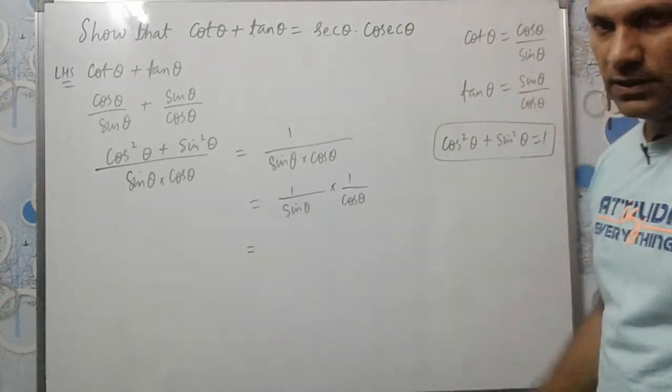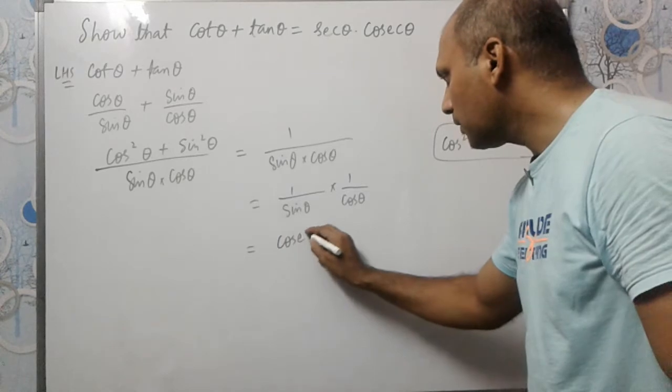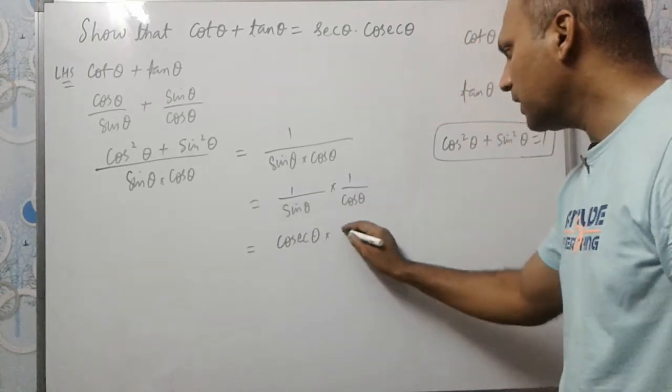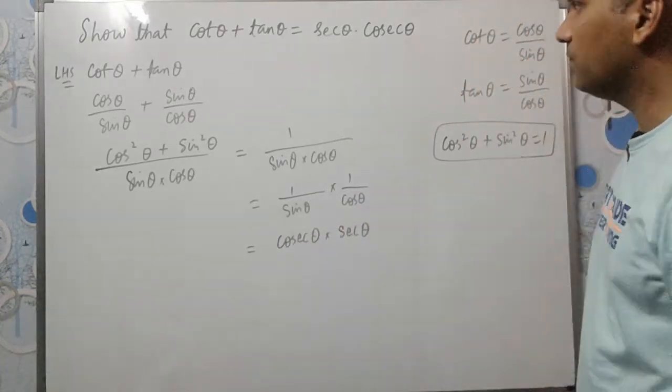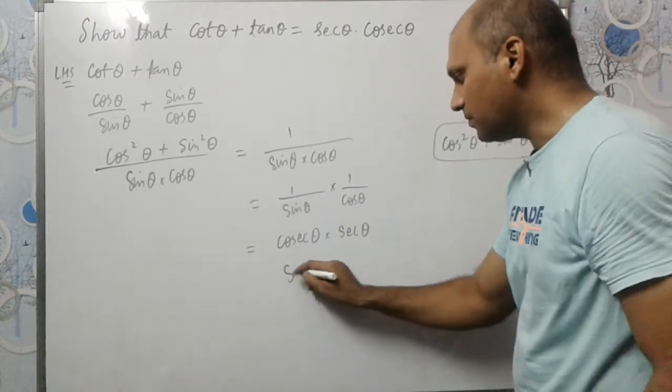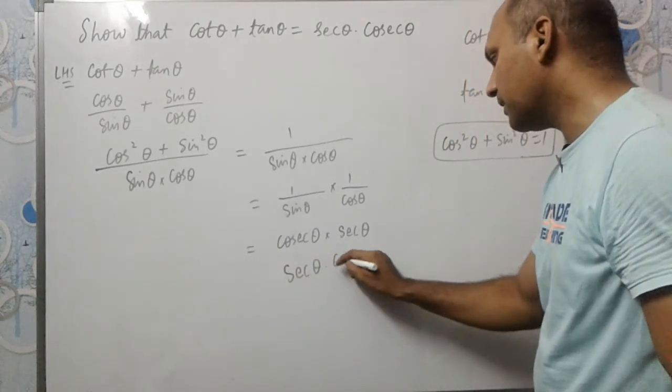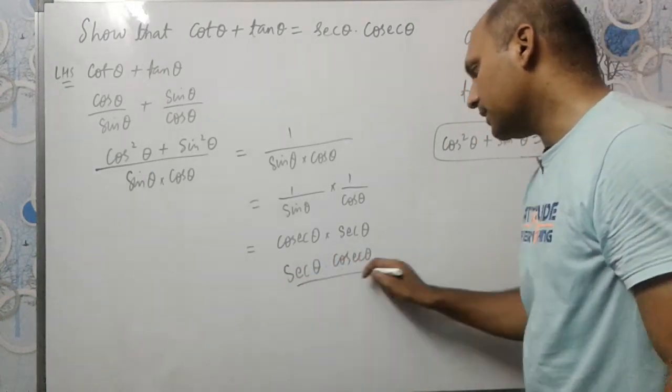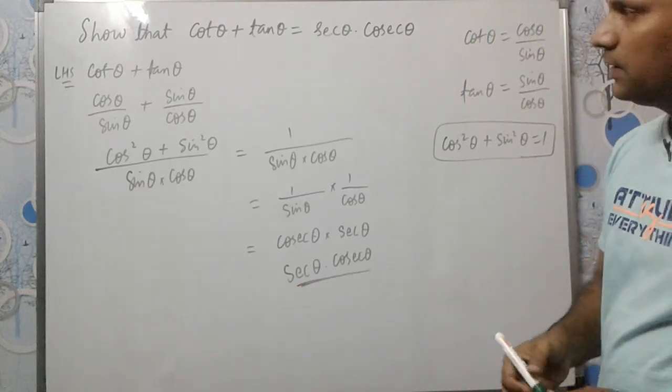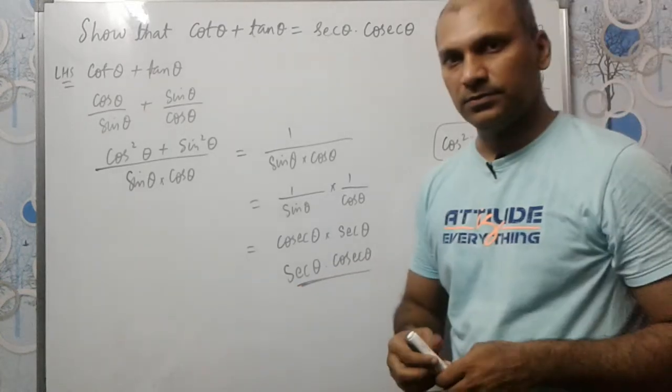What is 1 by sin? It is cosecant theta. What is 1 by cos? It is secant theta. We got RHS. See, we can write it as secant theta multiplied by cosecant theta. Okay, LHS and RHS are equal.